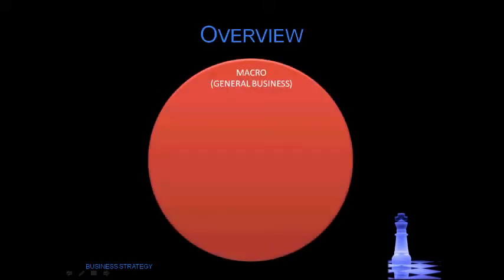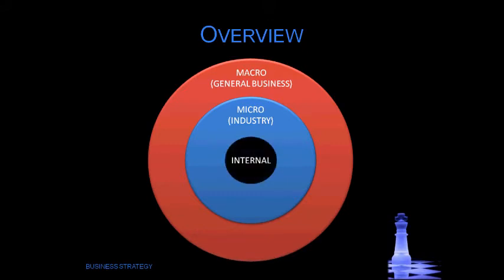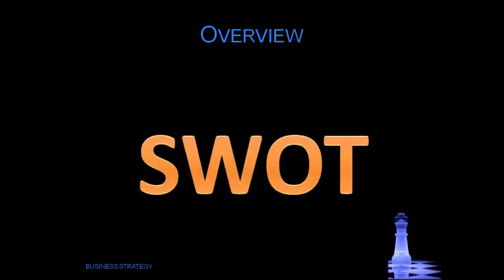The macro analysis is the general business climate. This is a great big piece. We'll talk more specifically about it in a minute. Within that is the micro analysis. This has to do with the industry and what is going on in the industry. Finally, we look at the internal analysis, what's going on within the business itself. And we have very specific tools for being able to do each of these three analyses. Together, we'll take that information and create the SWOT.